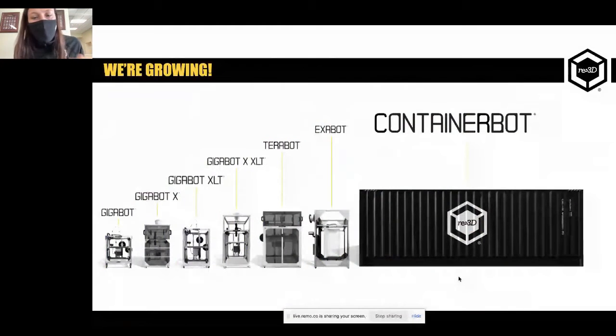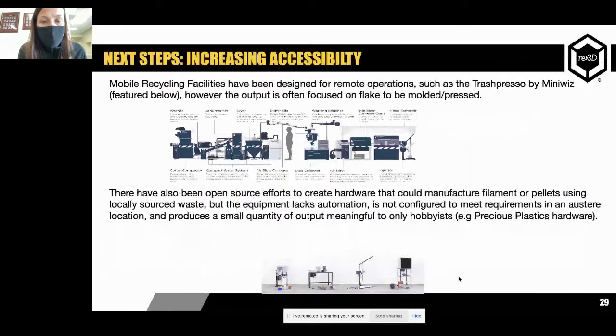What that also has demonstrated to us is that we need to have bigger and bigger form factors. When we think about printing from waste, people really start to think about throughput because there is so much waste, and there's a lot of engineering that goes around it. And one thing that's come up, particularly for us in the pandemic, is that not everyone has room for all of the granulation and other equipment that goes with printing from waste. So we started to draw inspiration from mobile recycling facilities such as Trash Presso by Miniwiz, if you check them out, that focus on molding and pressing flake, as well as the Precious Plastics community. Some of you may have come across them, who are really awesome.